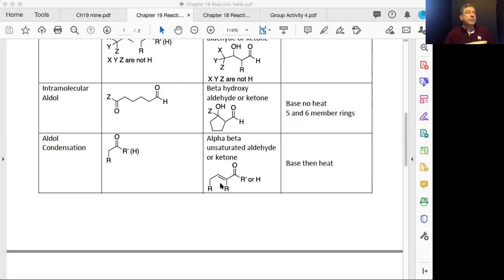Okay, so what we'll see here is we'll always get this alpha beta unsaturation, which is alpha carbon, beta carbon unsaturation, and it's always going to be in conjugation with the carbonyl compound. And again, this can be a ketone or an aldehyde. It's the same reaction mechanism.